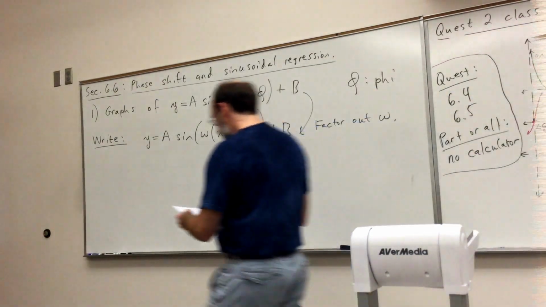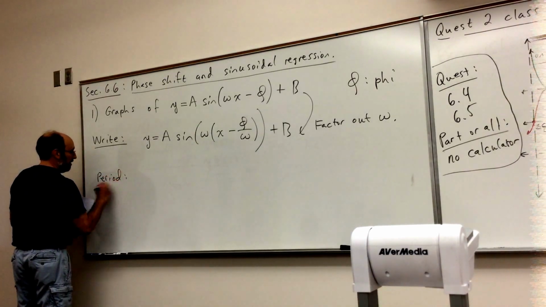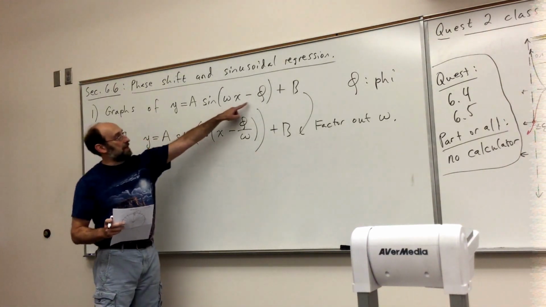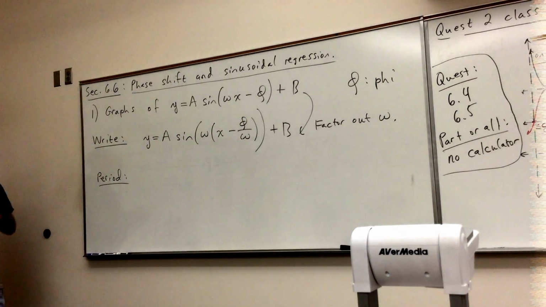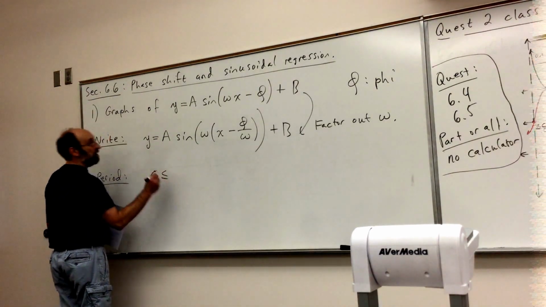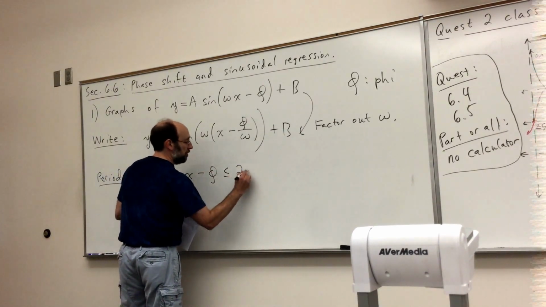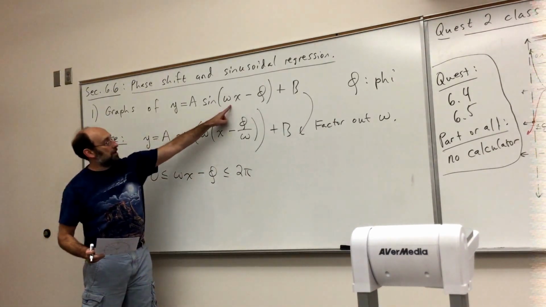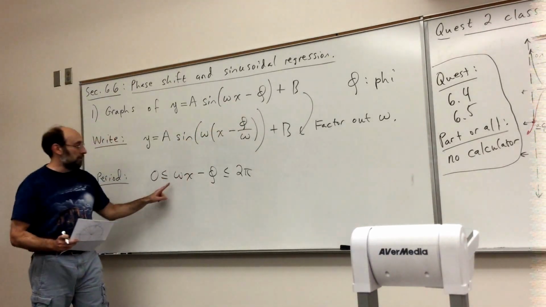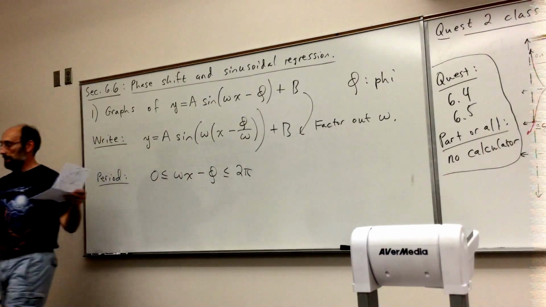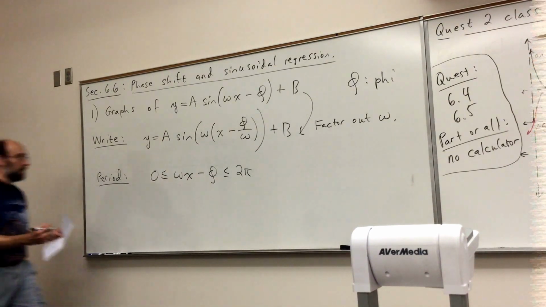So let's just talk a little bit about our period. The argument omega x minus phi would vary between 0 and 2 pi for a full period, right? So I'm going to have 0 is less than or equal to omega x minus phi is less than or equal to 2 pi. My input in my sine is omega x minus phi. That would vary between 0 and 2 pi for one full period, right? So if I solve this inequality for x, I'm going to get the following.